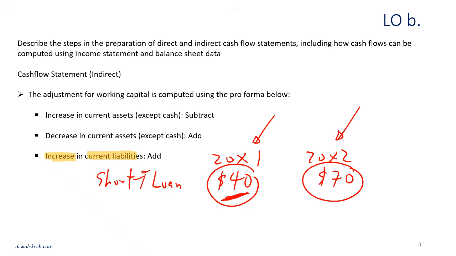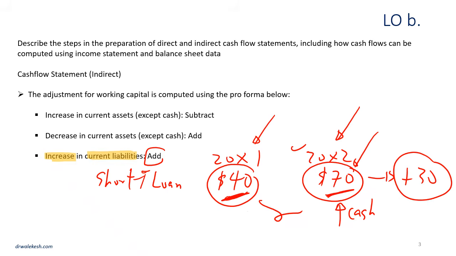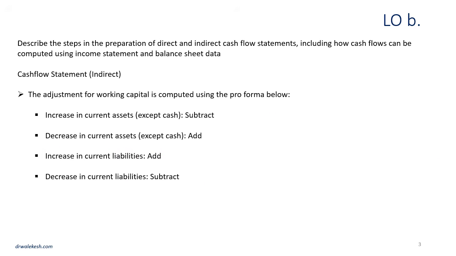But in 20x2, if you get a loan worth $70, then you will have more cash in 20x2 compared to 20x1. And what that implies is that the change will be added. That's the change of $30. You can easily deduce that decrease in current liabilities would obviously be deducted.